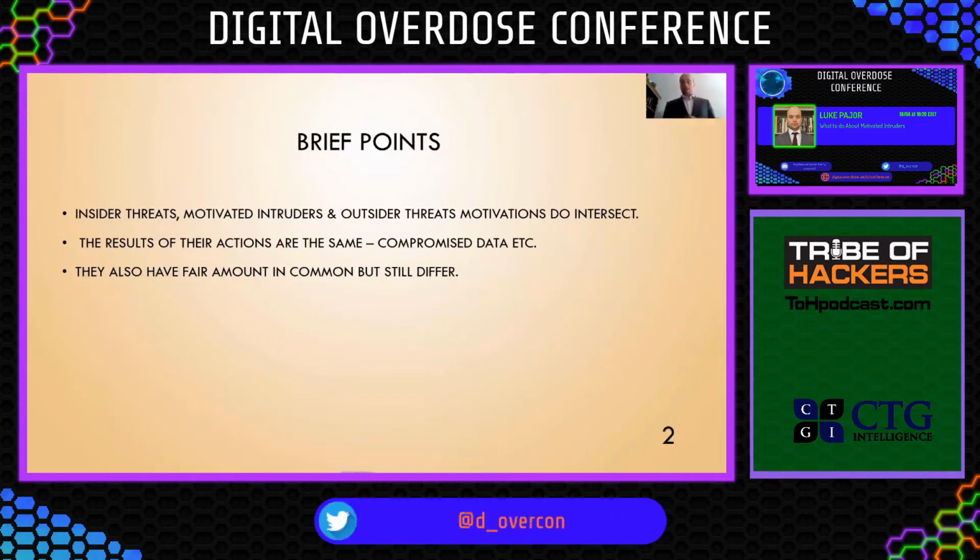Just some brief points first before I get into the meat of the topic. First off, insider threats, motivated intruders, and outsider threats. Their motivations, as they are people, traditionally speaking, I mean, a Trojan horse doesn't have a motivation. Their motivations do intersect. They are not too dissimilar. The results of their actions are also quite similar in the sense that they compromise data, they cause damage, among other things. While they still have all of this in common, they still differ in very significant ways, which I'm going to take you through as the talk progresses.